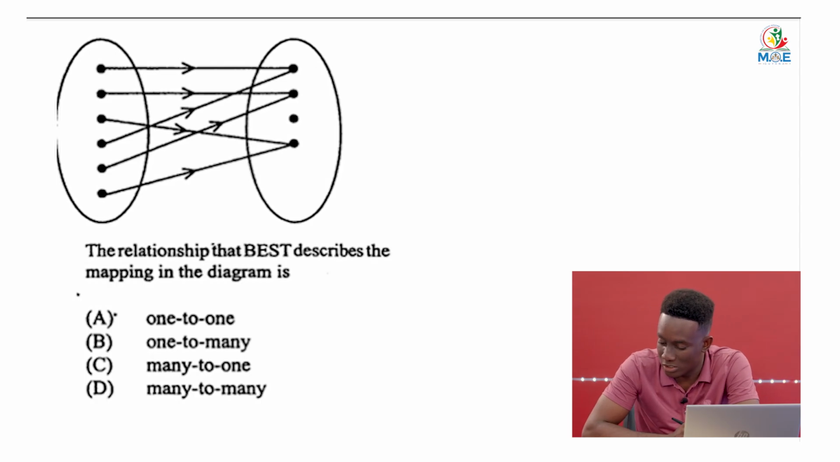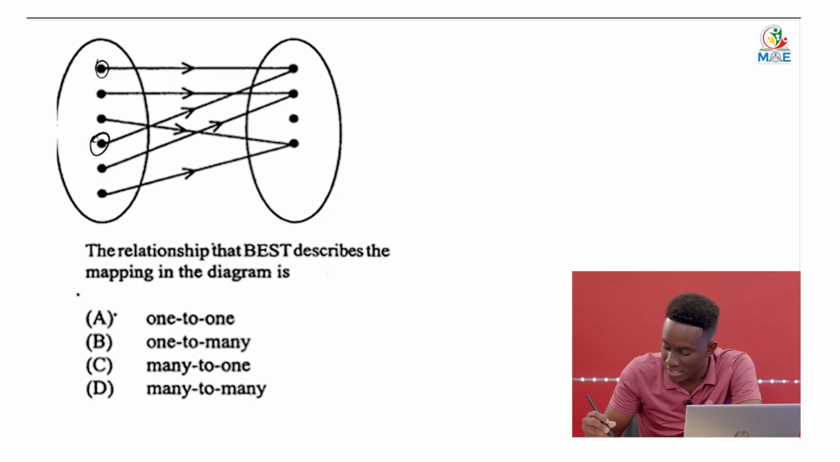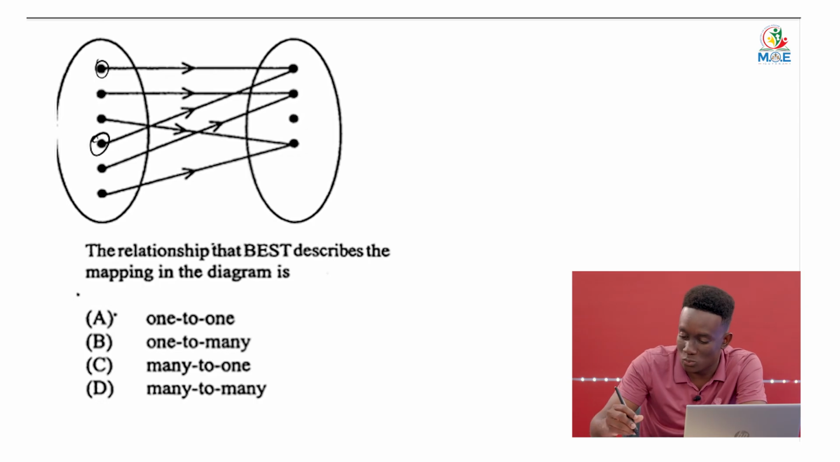So let's go. Is it 1-to-1? Do we have one element in the domain going to one element in the codomain? We see these two are mapped here, so it's not a 1-to-1. Is it a 1-to-many? Is one going to many? Do we have two arrows coming from one element? No, we don't have any with two arrows coming from here.